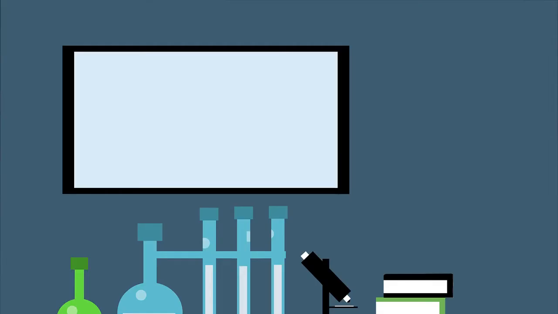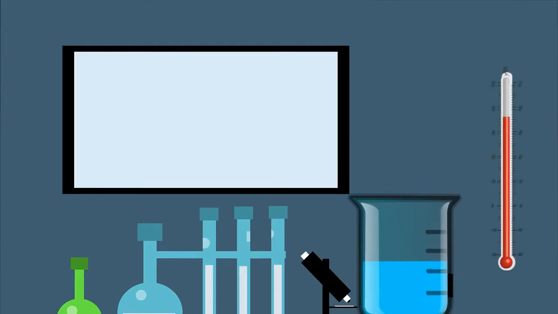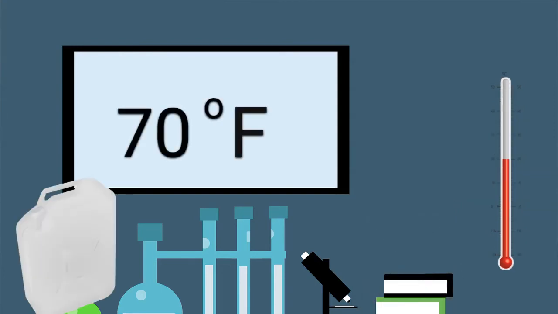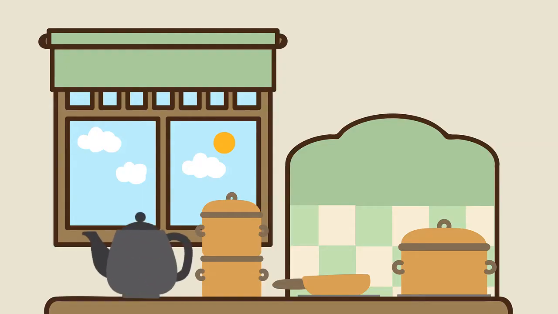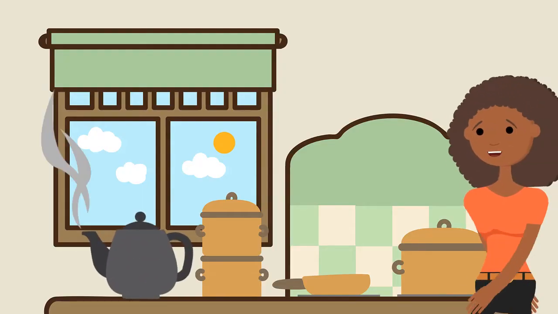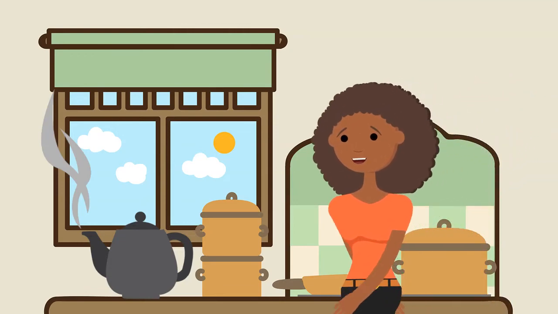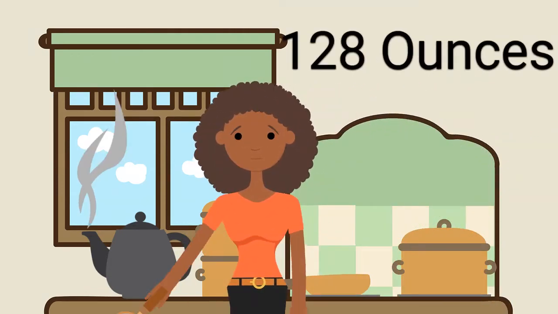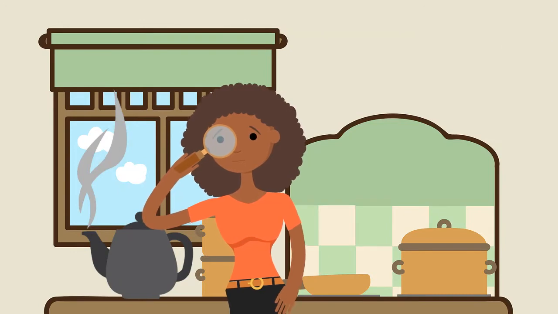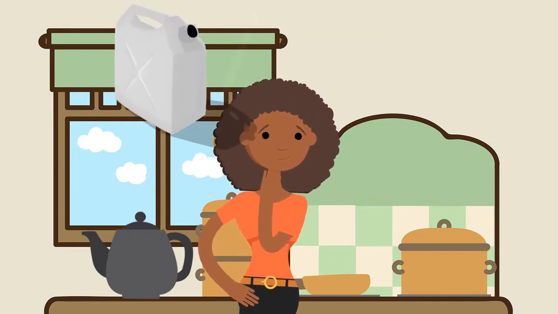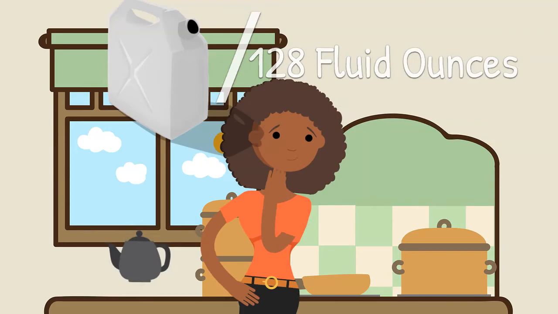Did you know that varying temperature would affect the density of water? That's why at 70 degrees Fahrenheit, a gallon of water may be equivalent to 133.28 ounces. However, when it reaches the boiling point, that's the time it would exactly measure 128 ounces. So the most important thing to keep in mind is that there are 128 fluid ounces in every gallon.